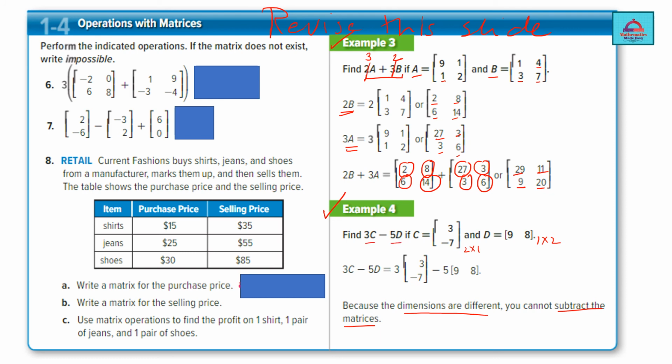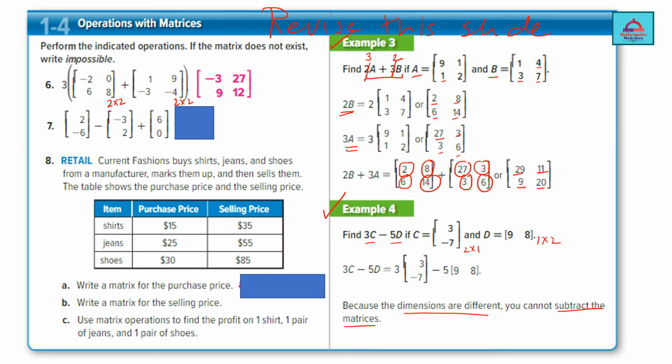So we stop here. Now, perform the integrated operations. If the matrix does not exist, write impossible. Is this having the same order? That's the first thing we check. 2 cross 2, 2 cross 2. So same order, that means we can add them easily. So just add the elements: negative 2 with 1, 6 with negative 3, 0 with 9, 8 with negative 4, and then multiply the whole result with 3. Answer will come out to be this.